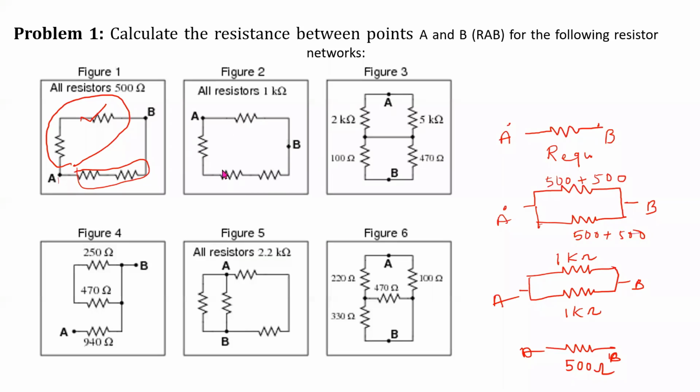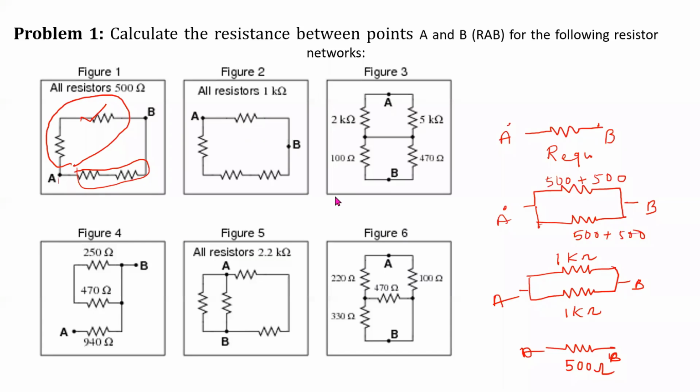These three resistors are in series: 1K plus 1K plus 1K, total is 3K. So these three resistors can be replaced by a single resistance of value 3K. And here it is 1K. We can observe that between the points A and B, 1K and 3K will be in parallel. So 1K is in parallel with 3K.